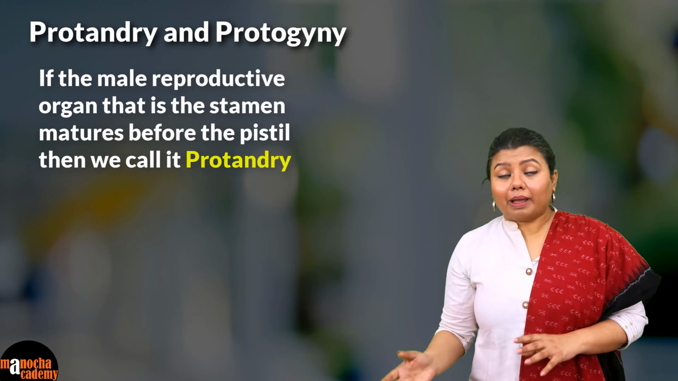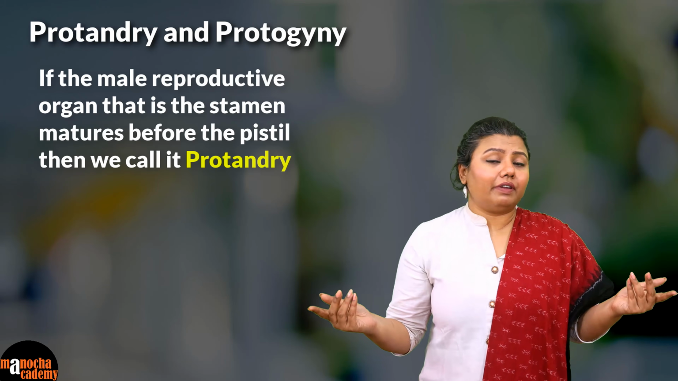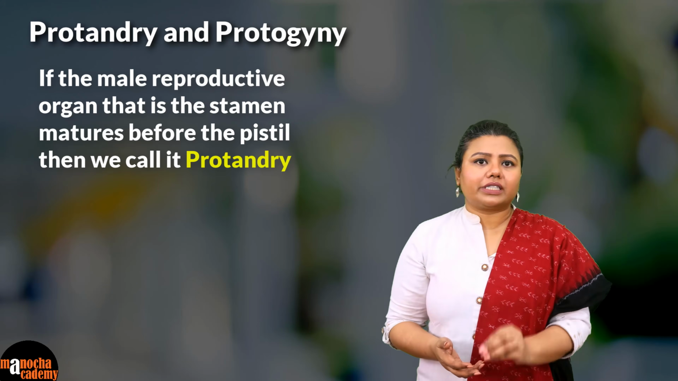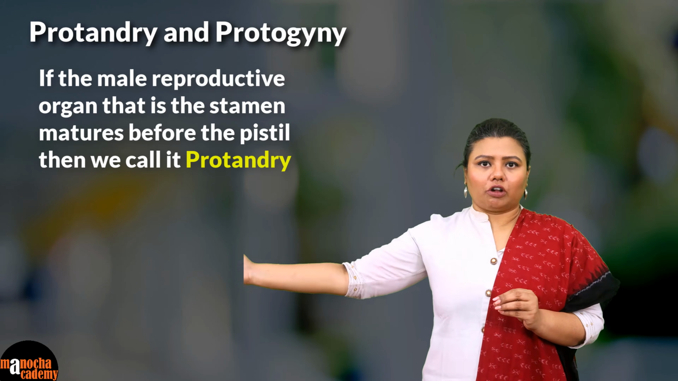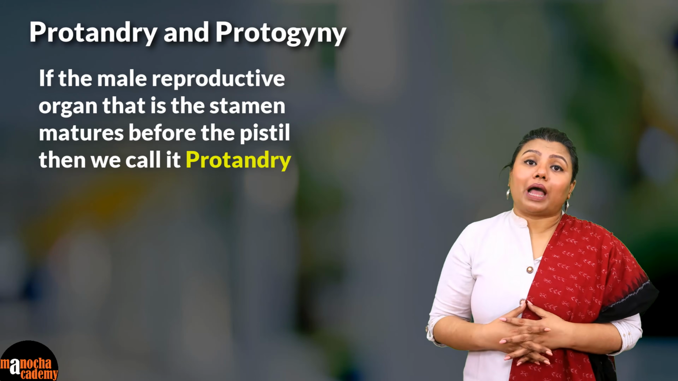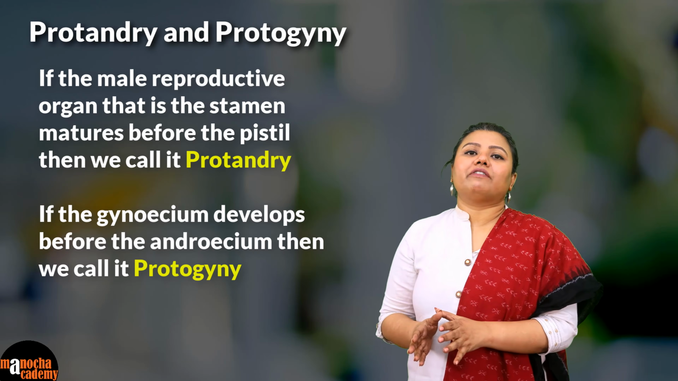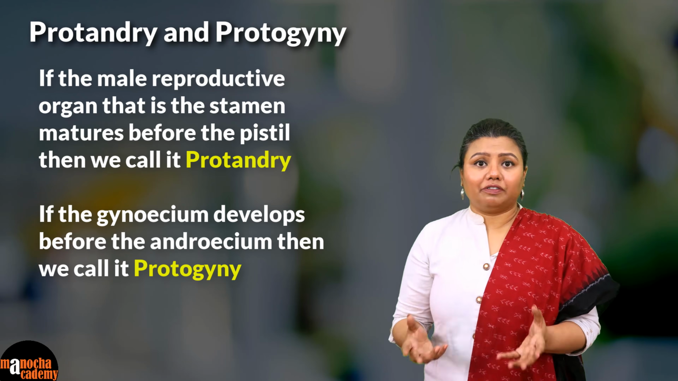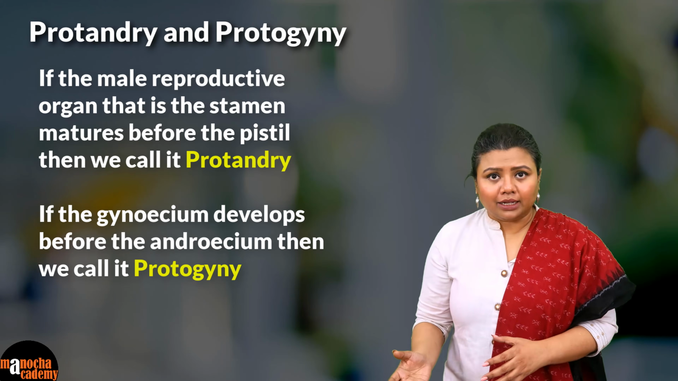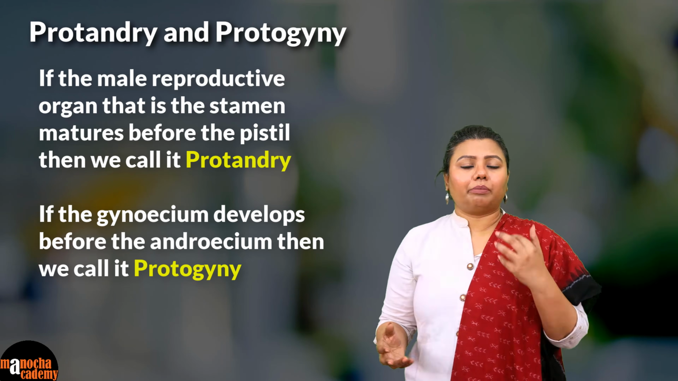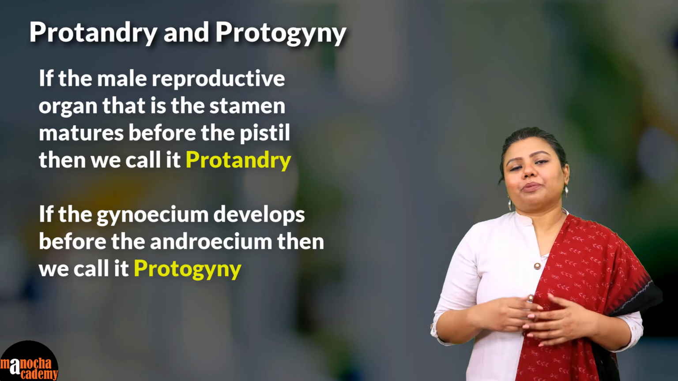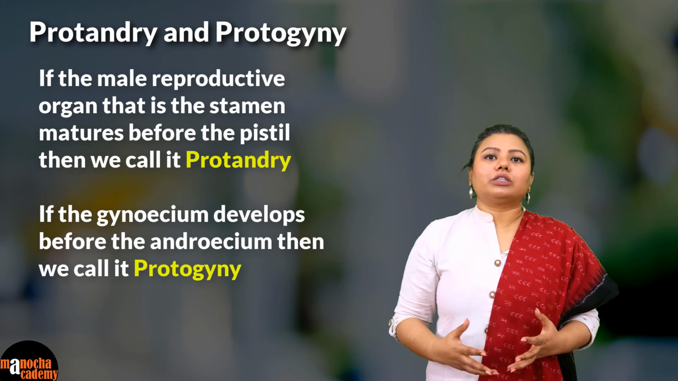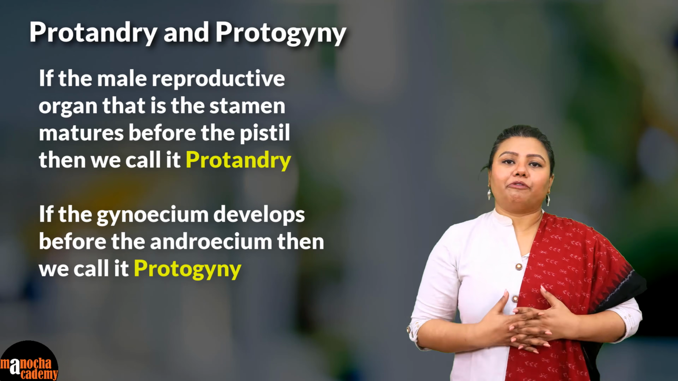At that point of time the gynoecium is not developed, so even if pollen grain is present, it cannot fertilize the gynoecium of the same flower, so it has to carry out cross-pollination. The reverse can also happen, that is the gynoecium develops before and the androecium does not. We call this protogyny. So the gynoecium here has developed before the androecium, so the gynoecium has to accept pollen grains from another stamen. It cannot wait for the pollen grain of the same flower.